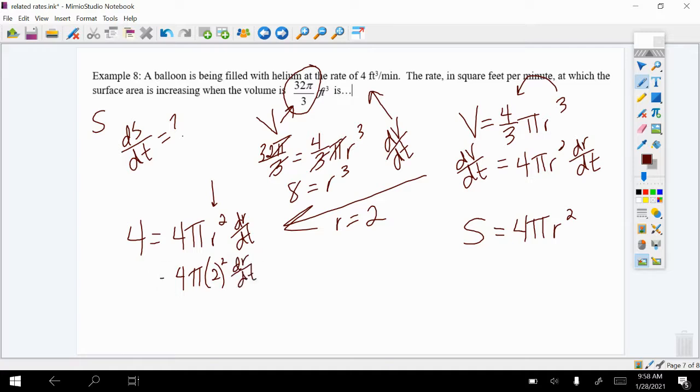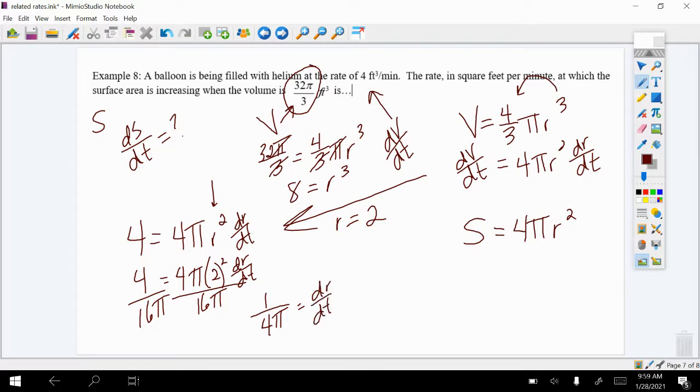And then finally, we're going to divide both sides by this whole thing, which ended up being 16 pi. I am not going to take the time to get a decimal for that. I might reduce it. I might write it as 1 over 4 pi. But grabbing a calculator and getting a decimal is not necessary right now.